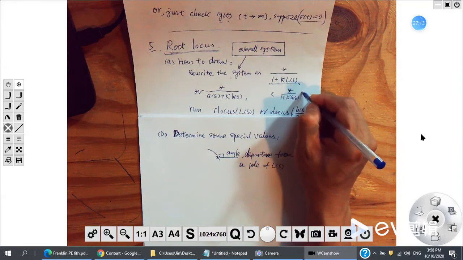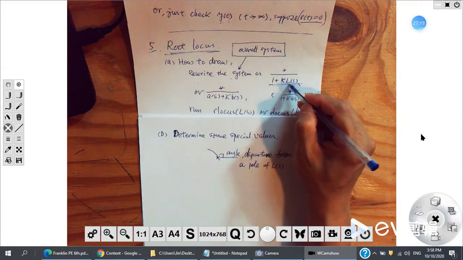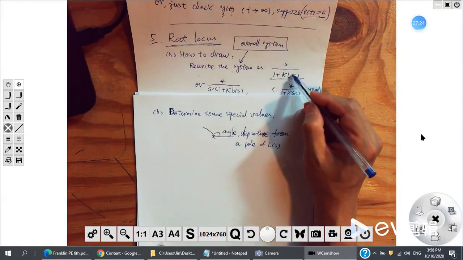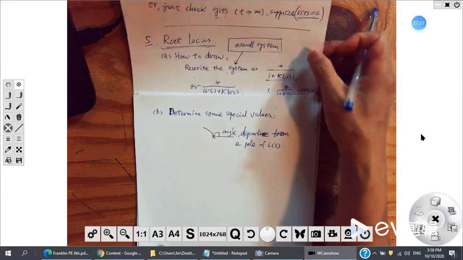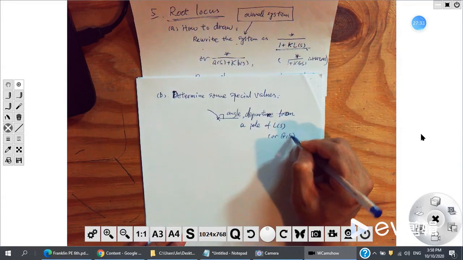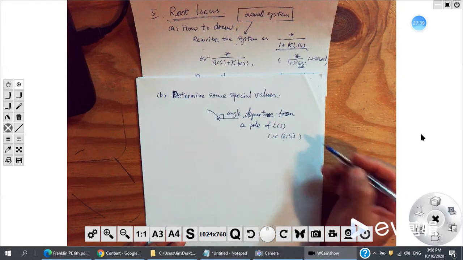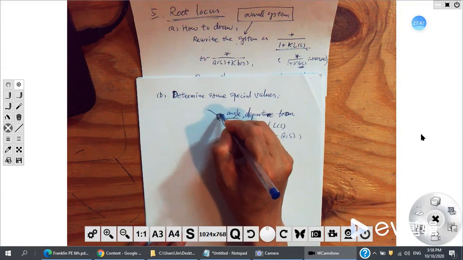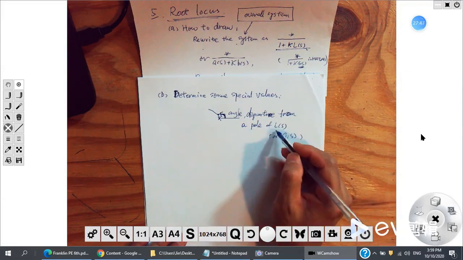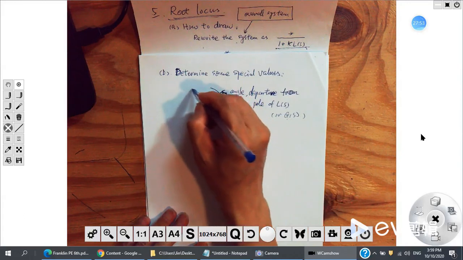Something here in MATLAB. In our textbook we use L(s), because this one can relate to the loop gain, or G(s). If we use the MATLAB notation, that will be g(s). You want to know this angle, the angle when you depart from a pole of L(s). Okay, this is one.